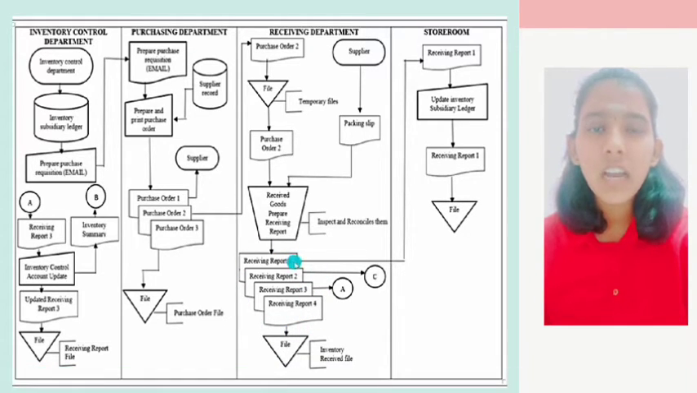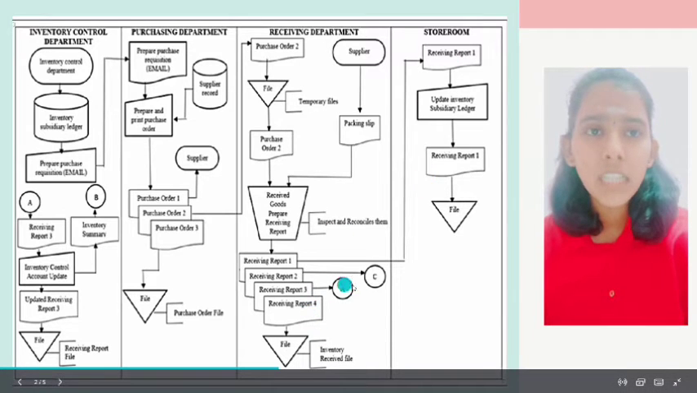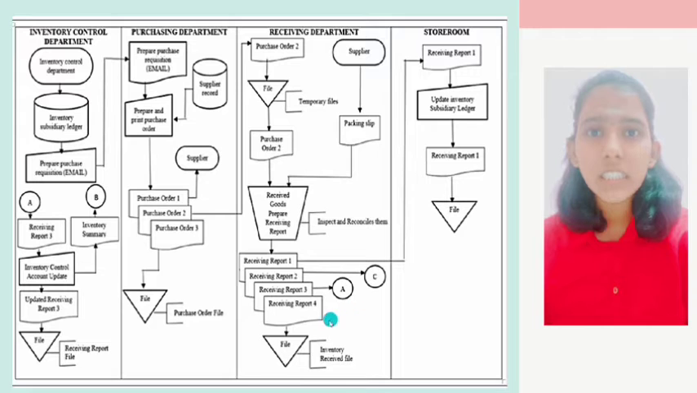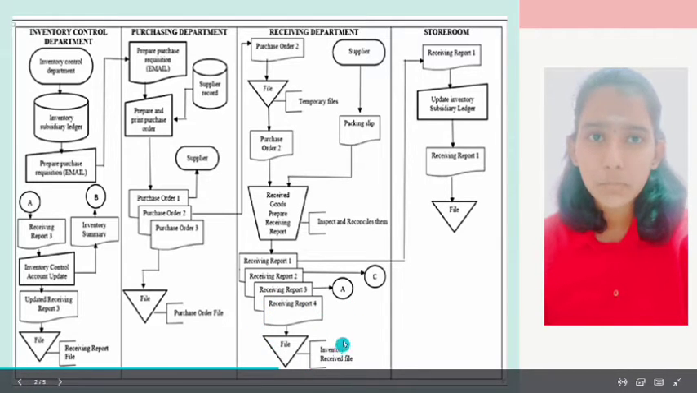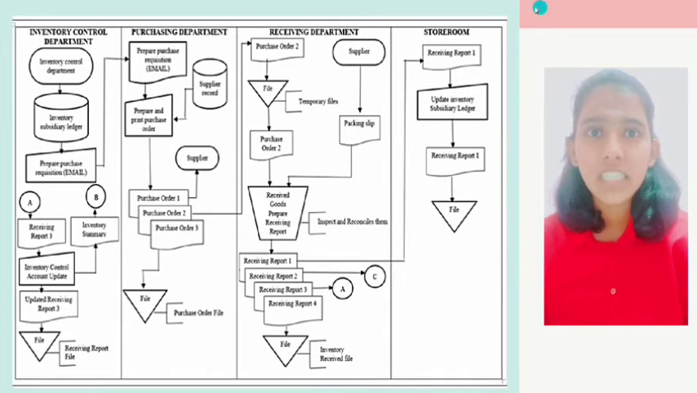So, the first hard copy will be sent to the storeroom, the second copy will be sent to the accounts payable department, the third copy sent to the inventory control department, and the fourth copy, which is the last copy, together with the packing slip and purchase order, will be filed as the inventory received file.